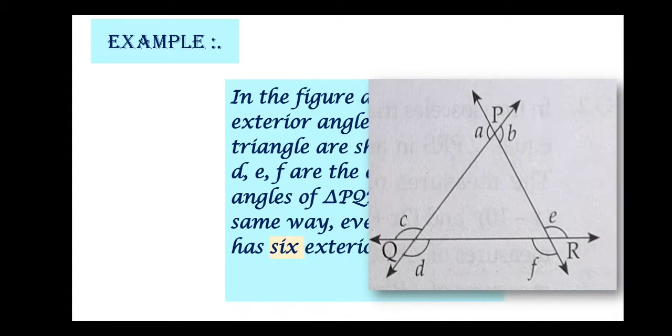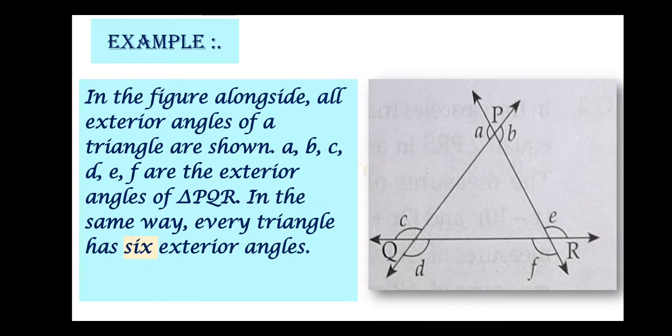Example, here is a triangle PQR. Near the vertex P, you can see two exterior angles, that is angle A and angle B. Near vertex Q, you can see two exterior angles, angle C and angle D. And at the vertex R, you can see two angles, angle E and angle F.